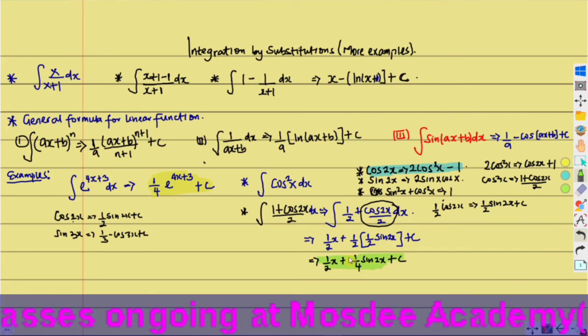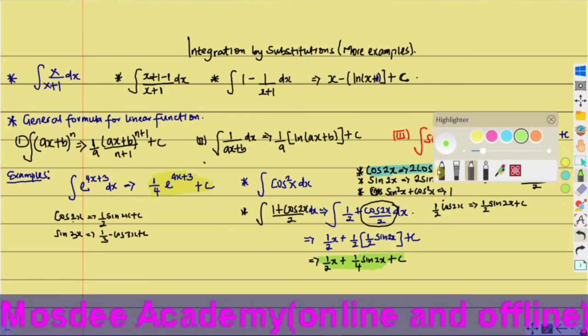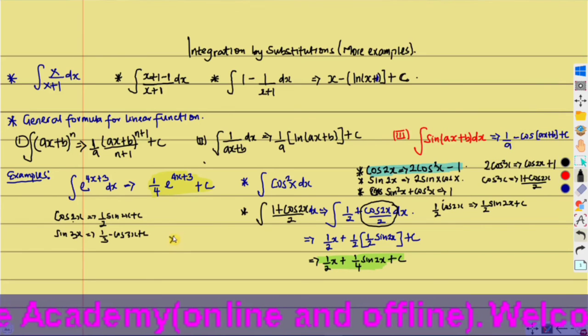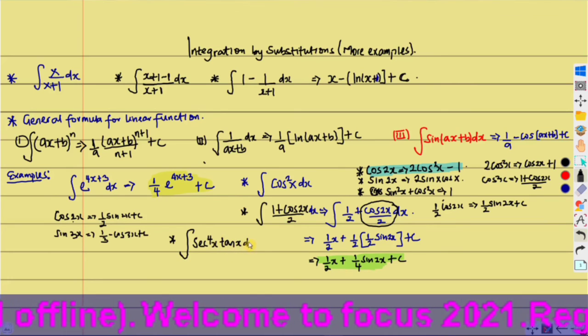So let's take one last example. And we know in the next slide, we are going to talk about definite integrals and limit. So let's see the next example, which will be the last example. Now about this one, I think maybe I should give it to you in form of classwork. You can try that. Integrate sec to the 4th power of x multiplied by tan x dx.